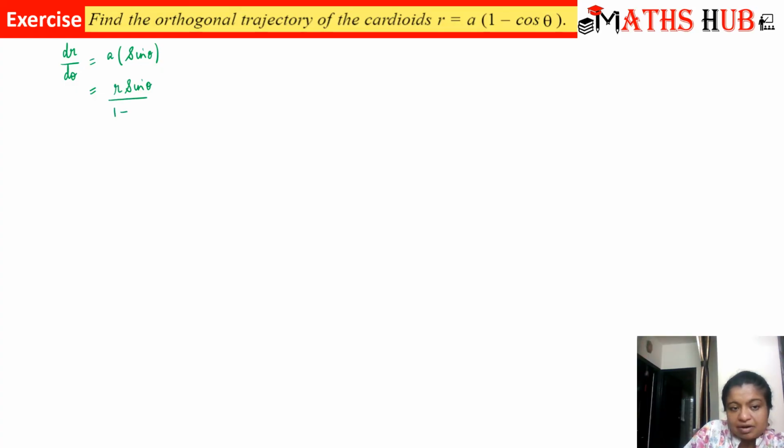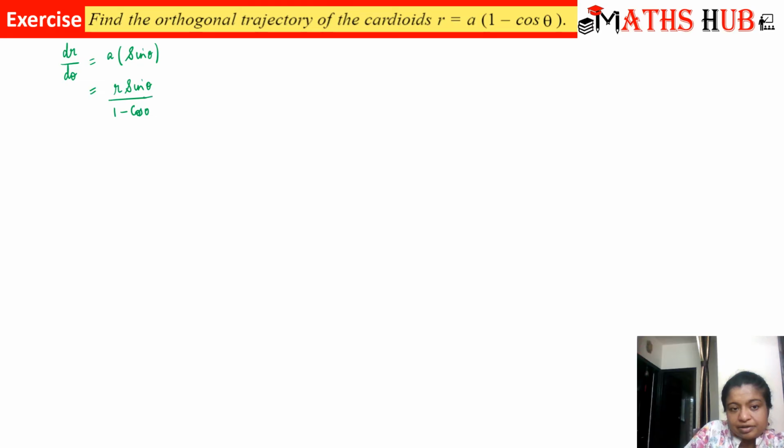So we have to find out the orthogonal trajectories of the cardioid r is equal to a into 1 minus cos theta. So let's take the derivative of this expression. So we will get dr by d theta is equal to a, a is constant, times the derivative of 1 minus cos theta. So the derivative of 1 is 0. And when you take the derivative of minus cos theta, what will you get? The derivative of cos theta is minus sine. So you will get sine theta here. Right? Eliminate a and we will get sine theta, where a is r upon 1 minus cos theta.